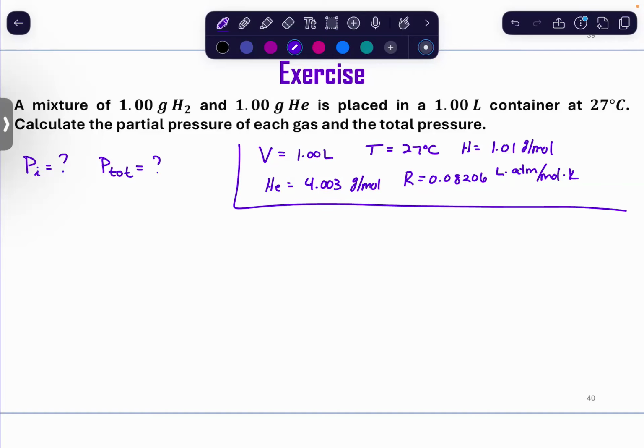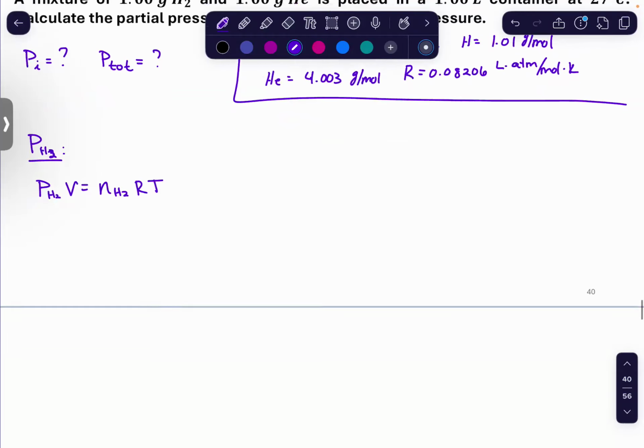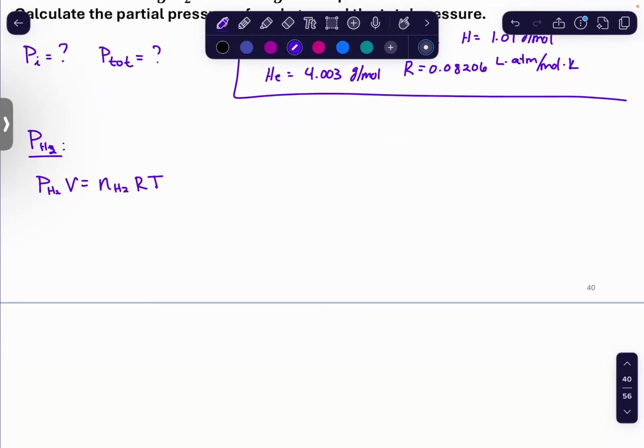Let's start using the ideal gas law to figure out our partial pressures. Okay, so partial pressure of H2. Okay, so this is how you start to set it up. So again, your V, R, and T are constants. So your pressure is going to be dictated by number of moles. Okay. Well, that means my pressure P is going to be n of H2 RT over V.